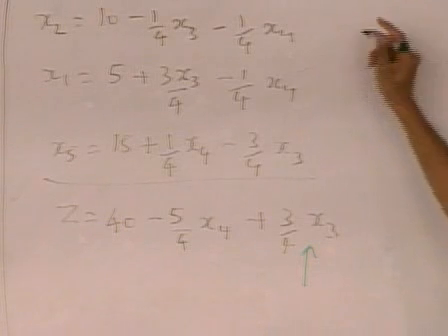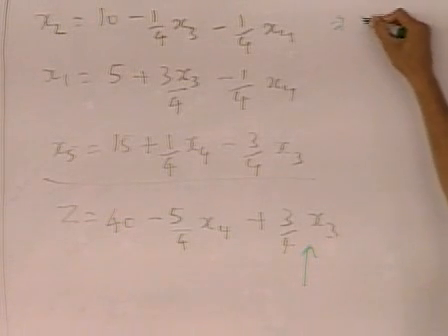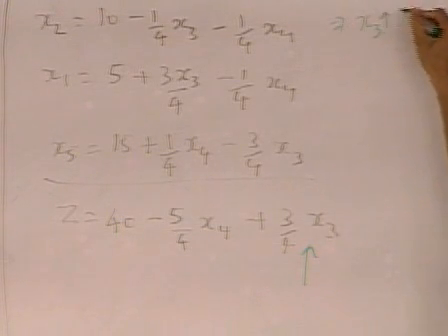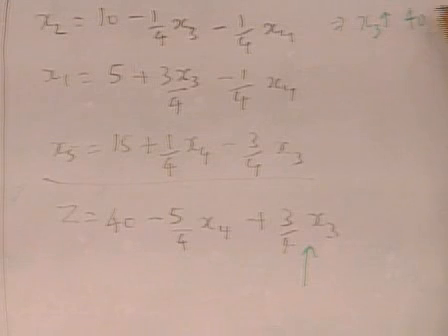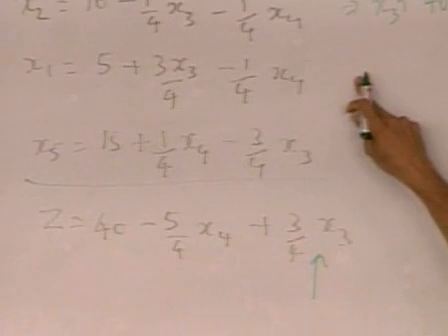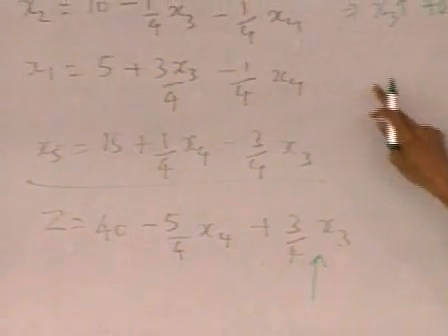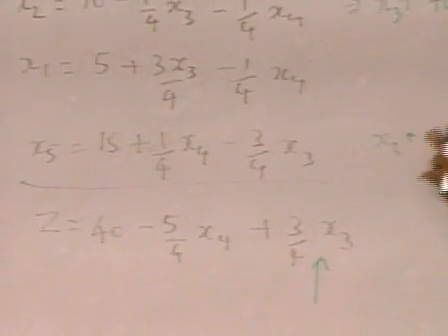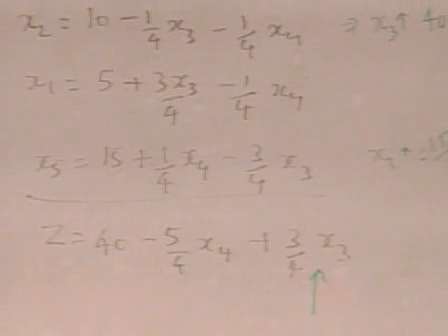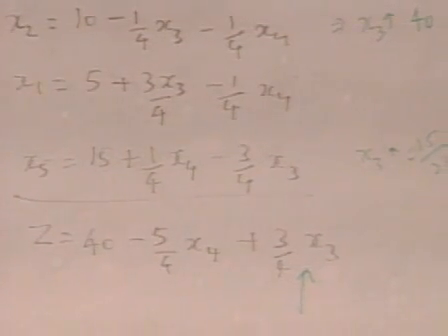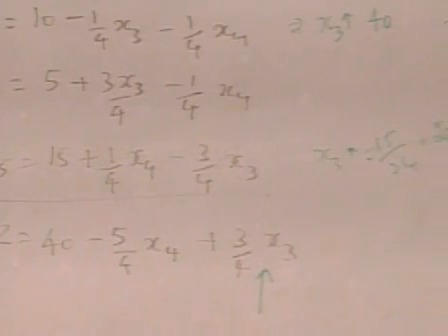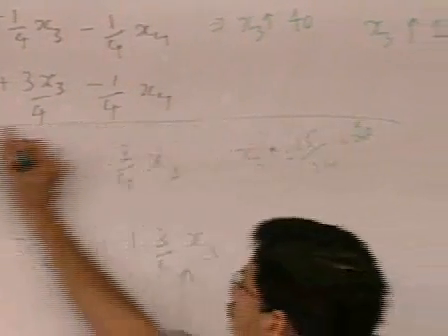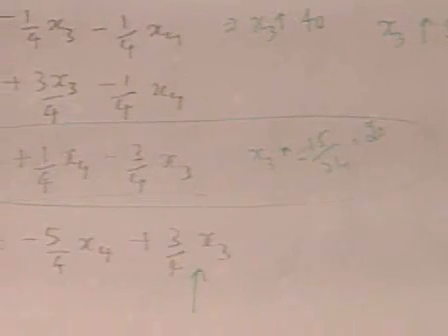This says x3 can go up to 40. Okay? This says x3 can be increased by any amount. This says x3 can go up to 15 divided by 3 over 4, which is 20. And of course, this equation is now going to be your key equation.